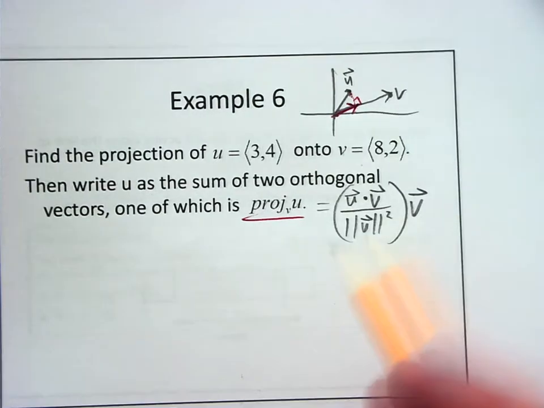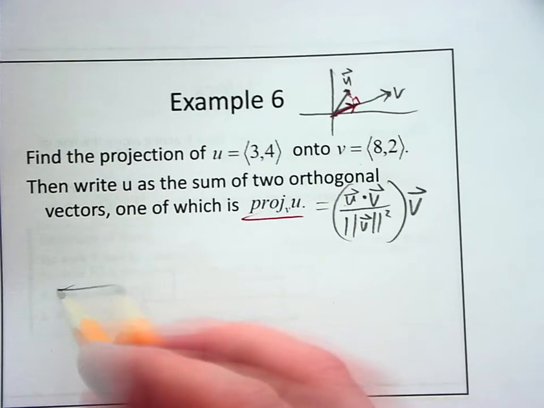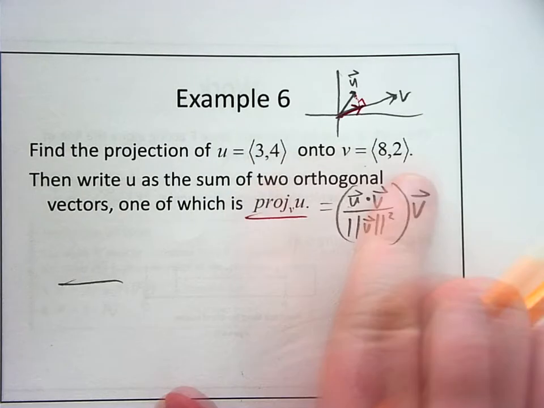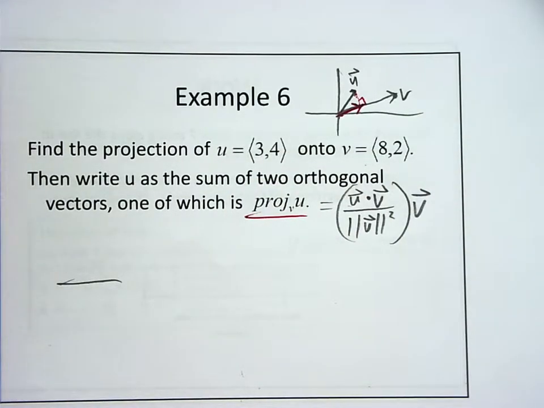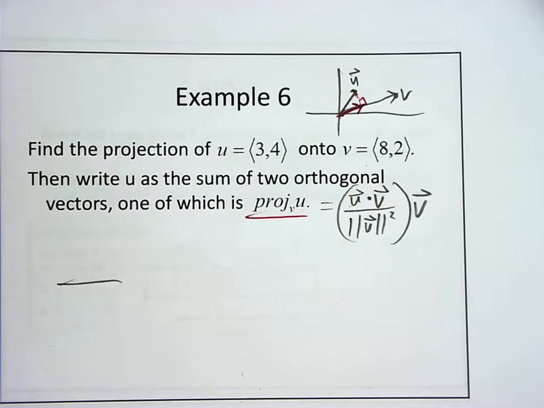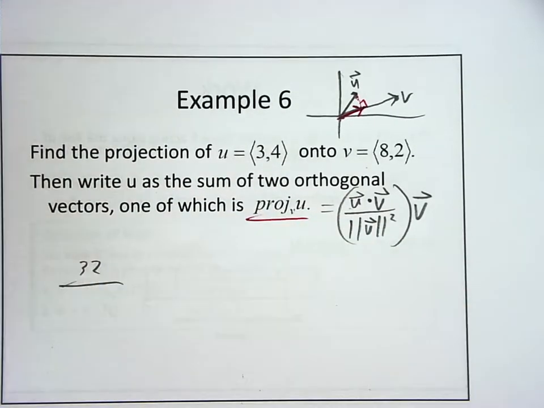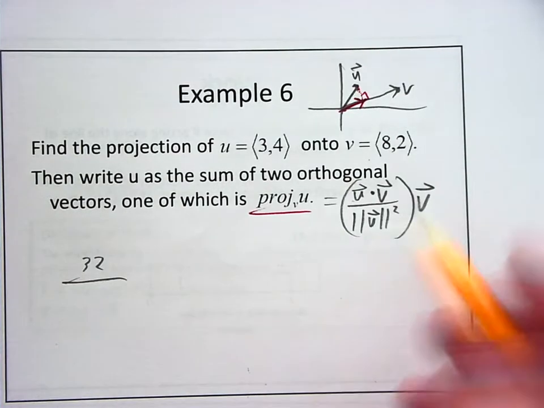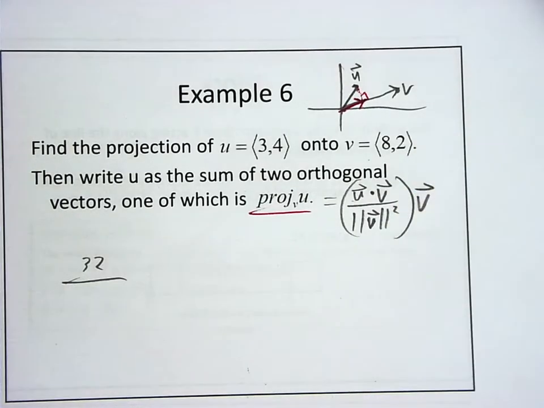So mathematically it's not too bad. It's weird conceptually, but what's U dotted with V? If I dot these two vectors together. Remember how to do the dot product? You multiply the components and then you add them together. 24 plus 8, so you get 32. Everybody vaguely remember that from Friday? Vaguely. Okay.